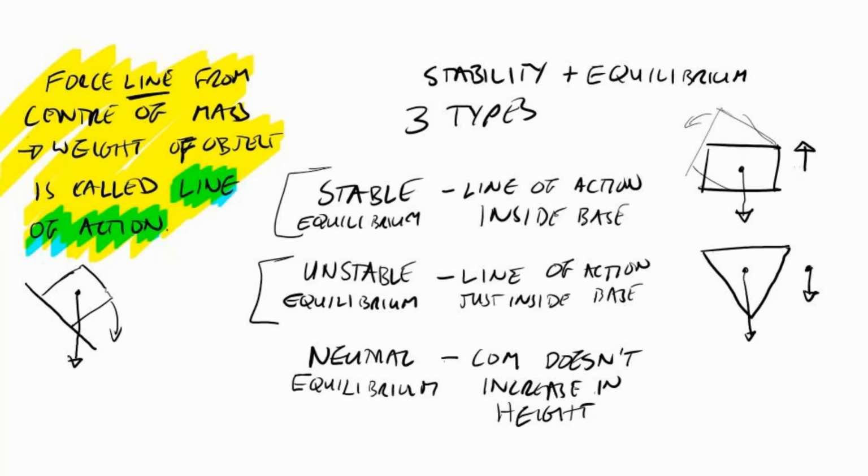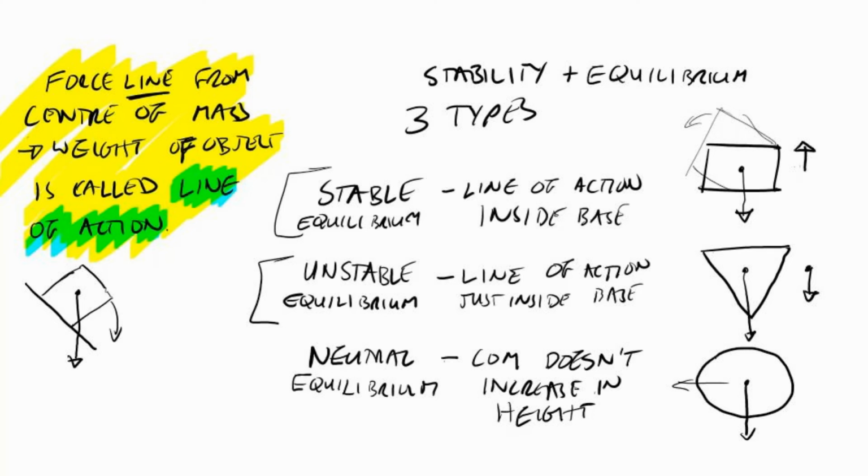Neutral equilibrium: the centre of mass doesn't increase in height, and it also doesn't decrease in height. And when does that happen? Well, when we get a ball. You can move it, and it's just going to roll and then stop moving. That's fine. It's not stable, it's not unstable, it's neutral. You put it on a flat surface and it will just stay there till you move it.